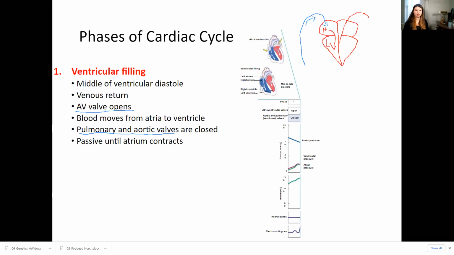Can't erase just that part. Okay, I lost my pen. There we go. So these valves are closed. Because they're closed, we're going to start raising pressure in the ventricles as they fill with a little more blood. Undo these lines, and we're going to move to our next phase.